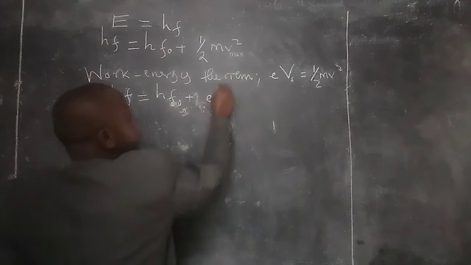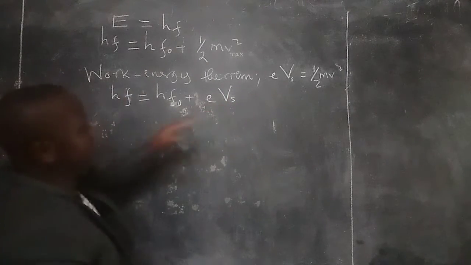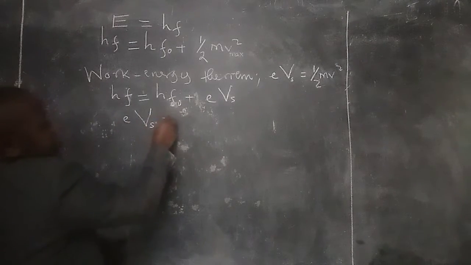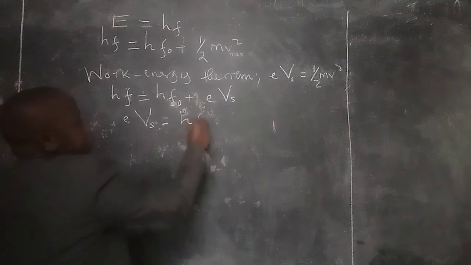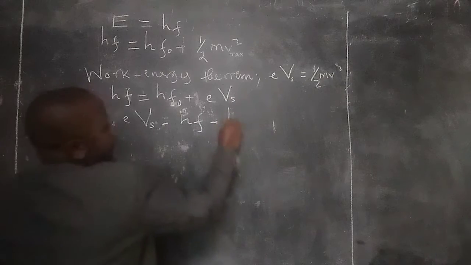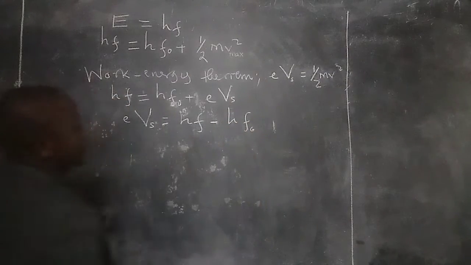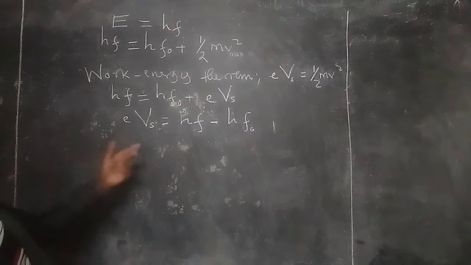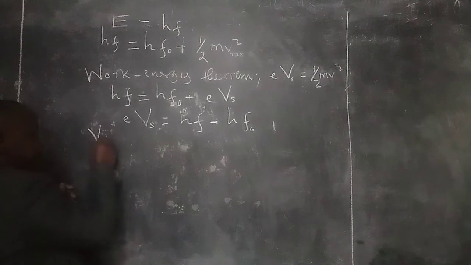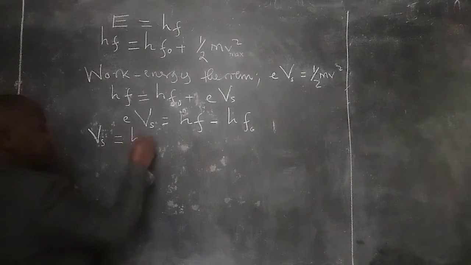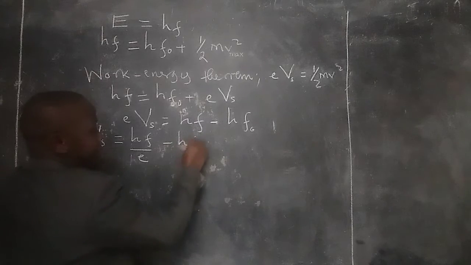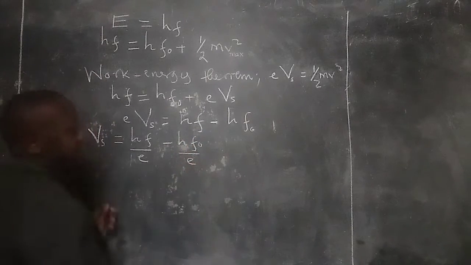plus eVs. And with this we can have eVs on one side, then on the other side we shall have hf minus hf naught when we take it to the other side. We can first of all divide it through by e. So that's Vs equals hf divided by e minus hf naught divided by e.